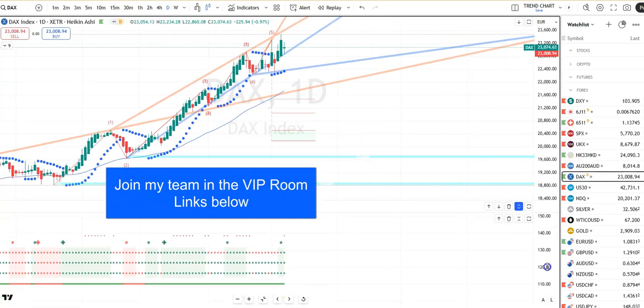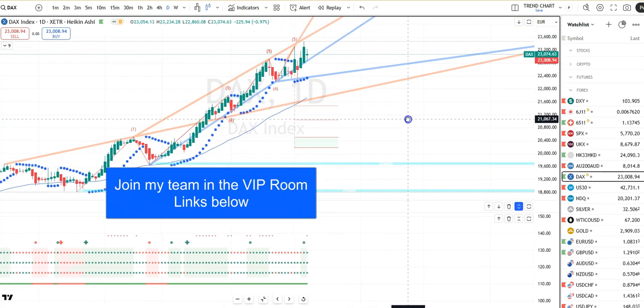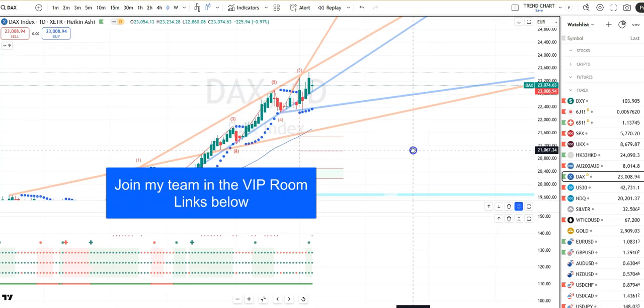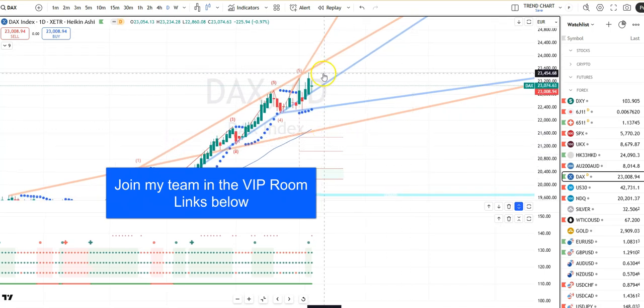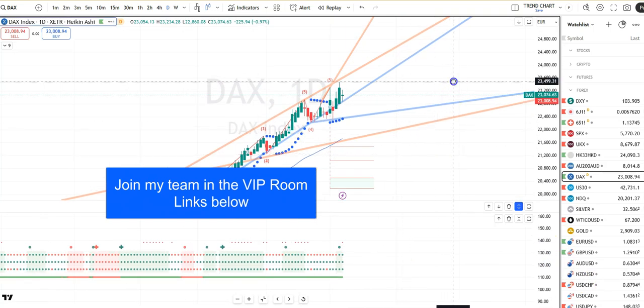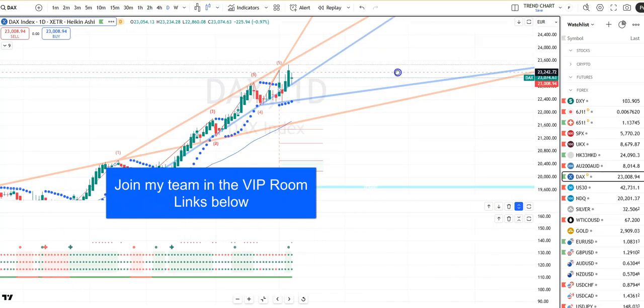German DAX is bullish again. We've had some very nice moves here in the last few months, haven't we, and it looks like it's continuing. We do have a wave 5 potential, but I go with the crowd here. The buyers are all in, so I do expect this to go higher, much higher. I don't have a target on this, but the trailing stop is 22,361.